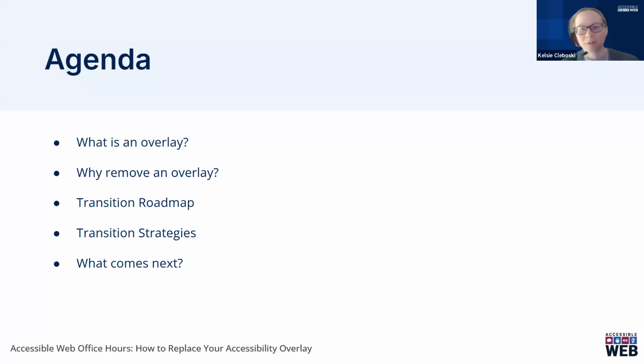So our agenda for our conversation today is, first, we'll talk about what is an overlay, what we mean when we talk about accessibility overlays. Why remove an overlay, what are some reasons why, if you're using an overlay type tool, it's a good idea to take steps to remove that from your website. And then we'll talk about some tips for creating a transition roadmap for moving away from that overlay, some strategies to support with that transition, and wrapping up with what comes next after you've removed the overlay. What are some strategies so you can continue to maintain a strong digital accessibility experience on your website?